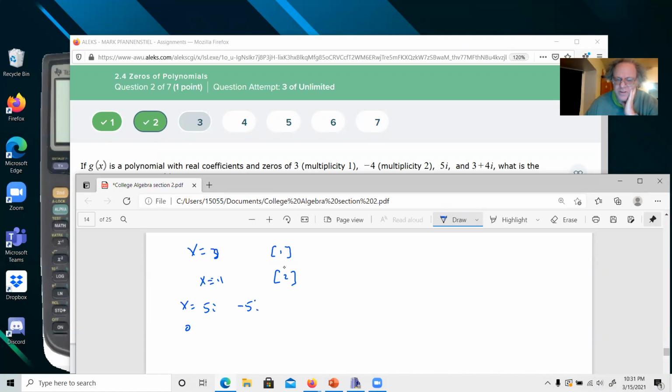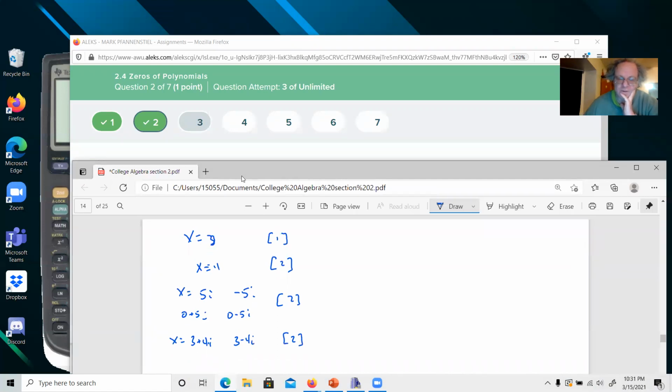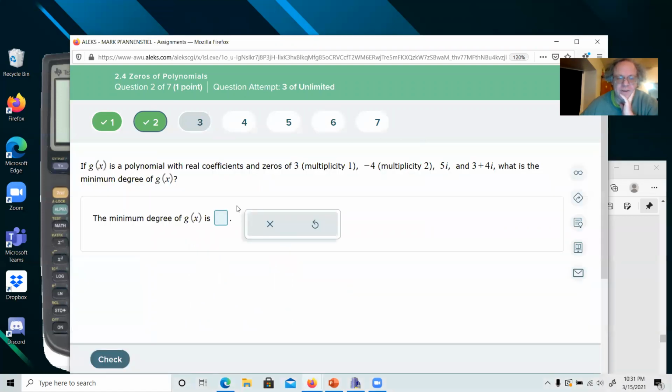So how are those conjugates? Well, it's 0 plus 5i and 0 minus 5i. So the middle sign changed. So we have another 2 zeros there. And the last one is x equals 3 plus 4i. Because of the conjugate theorem, we know that 3 minus 4i is also a 0. They always come in pairs. So we're going to get that 0 as well. So the minimum degree: 2, 4, 6, 7. Okay, so 7.